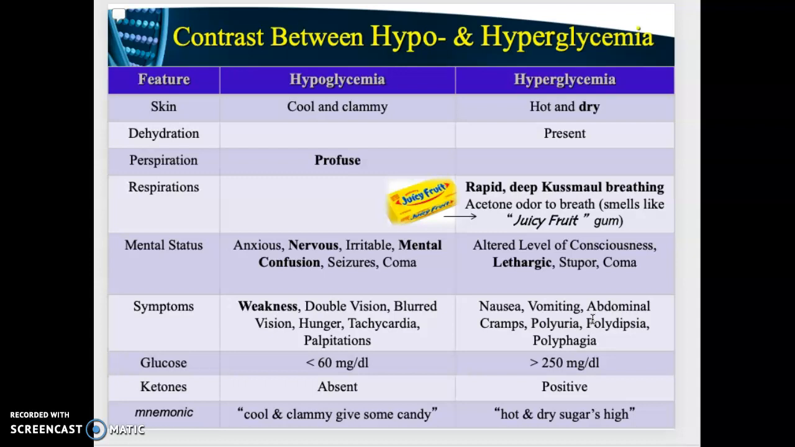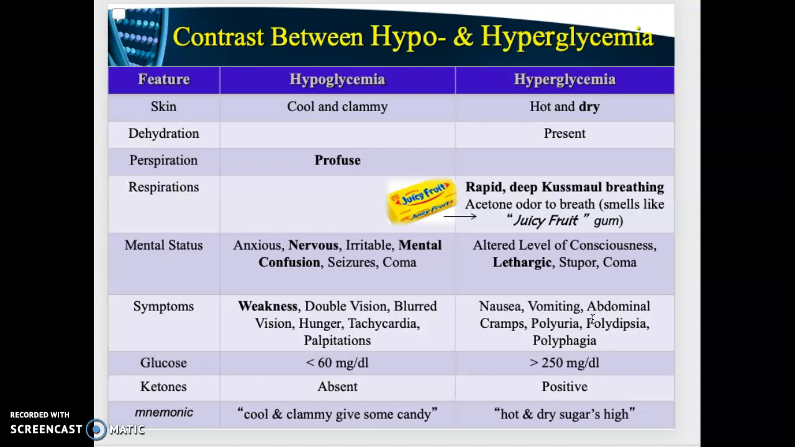There's also a little statement down there that says hot and dry, sugar's high. One of my colleagues teaches something to the effect, dry and hot needs an insulin shot. So this person is hyperglycemic and they need some insulin so they can use some of that sugar that they have. So let's begin with the hypoglycemia column there.